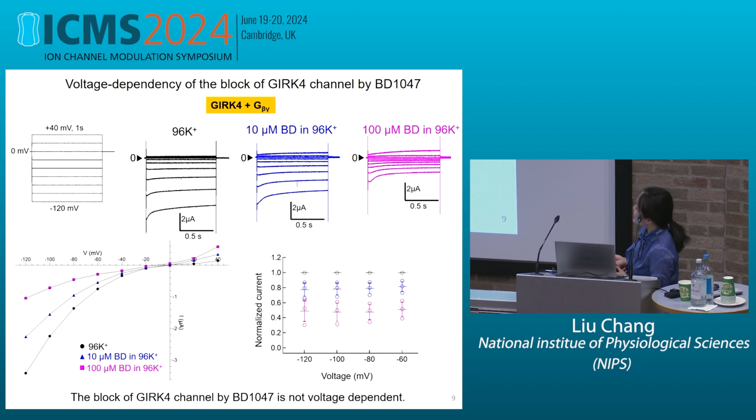We also checked the voltage dependence of the block of the GIRK4 channel by BD. What we did was to measure the GIRK4 current in three different bath solutions: high K, and high K containing BD at 10 micromolar or 100 micromolar, and apply this step protocol and get this IV curve in three different conditions. Then we compared the decrease ratio at each given voltage and found the decrease ratio in the three different bath solutions at the same voltage is always similar. So this suggests that the block of the GIRK4 channel by BD is not voltage dependent.